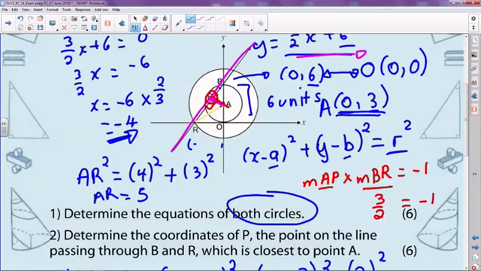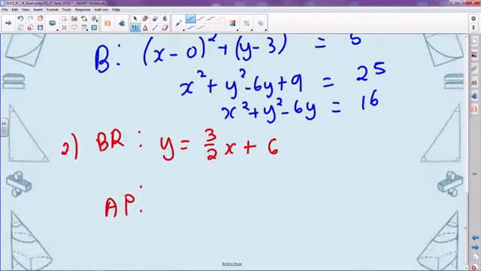Therefore, since the gradient of BR is 3 over 2, the gradient of AP must be the inverse of that with the opposite sign. By now, this should make sense to you guys, because if you times the negative reciprocal of 3 over 2, you're going to get an answer of minus 1. Okay, so minus 2 over 3 times 3 over 2 gives me minus 1. So I've got already that the gradient of line AP is minus 2 over 3.